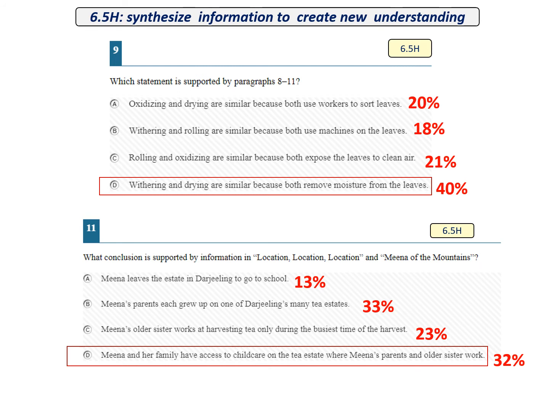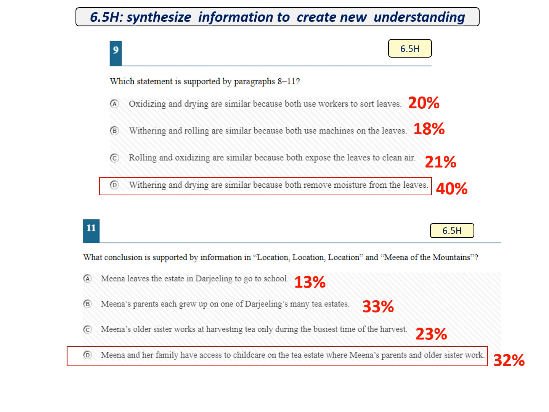Question 9 reads, "Which statement is supported by paragraphs 8 through 11?" The answer is D, "Withering and drying are similar because both remove moisture from the leaves." 40% of students chose the correct answer. 21% were distracted by C and 20% by A, and closely behind is B with 18%. A, B, and C were in fact neck and neck.